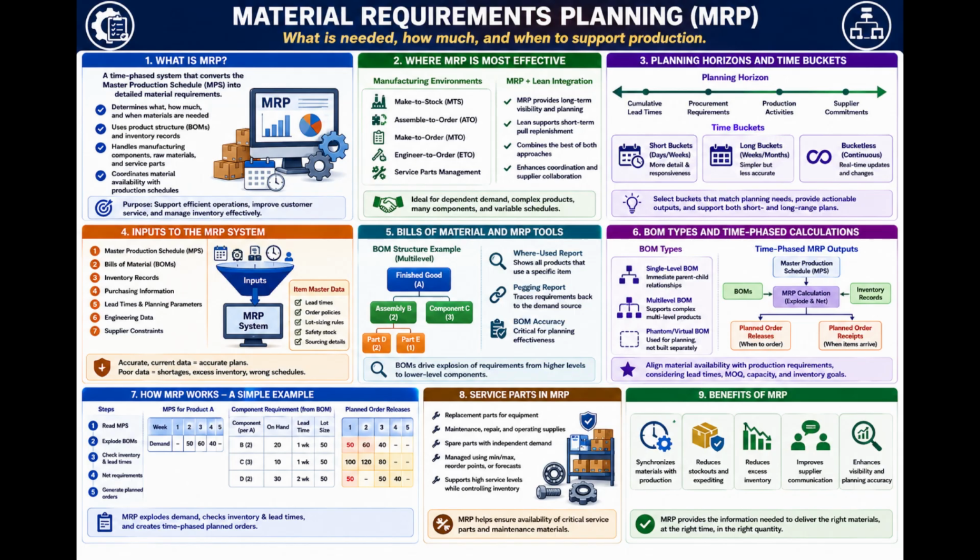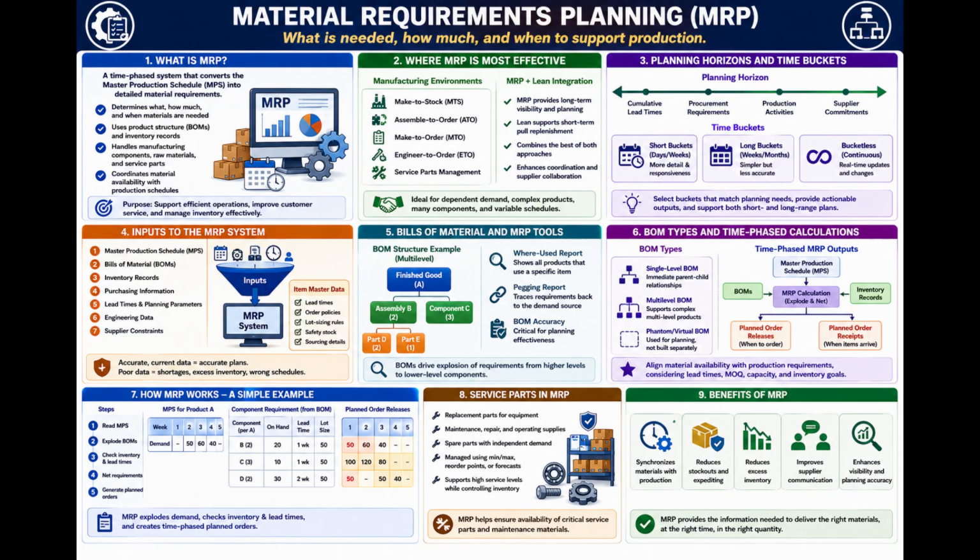Item master records contain critical planning information, such as lead times, order policies, lot sizing rules, safety stock levels, and sourcing details. Because MRP calculations rely on this information, organizations must continuously review, validate, and maintain data accuracy. Poor data quality can result in shortages, excess inventory, incorrect schedules, and ineffective planning decisions that negatively impact operational performance.